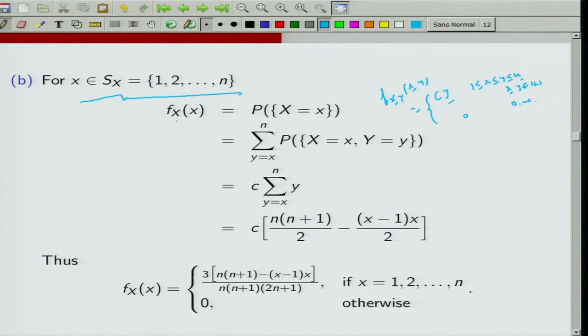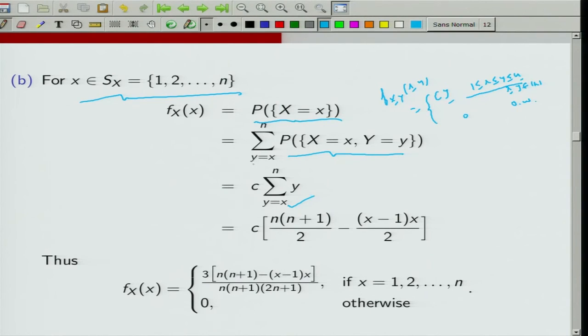So, for x belonging to S x, f x of x is the same as probability x equal to x. Now, to get probability x equal to x, I have to sum out the unwanted variable y in the joint PMF. So, this is the same as probability x equal to x, y equal to y, but this probability is positive only in this range. So, for a fixed x, I have to sum over y. For a fixed x, y can go from x to n. So, that is what is happening over here.